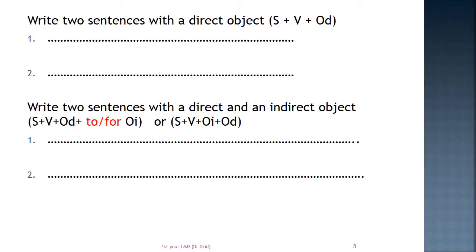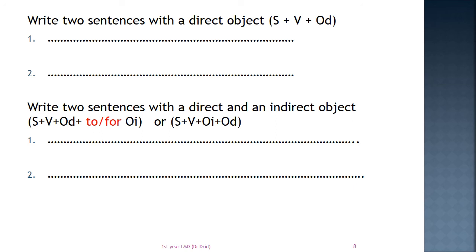This is the last exercise on direct and indirect objects. You are asked to write your own sentences. So write two sentences with a direct object. This means that the sentence will contain a subject, a verb, and an object, a direct object. Then write two sentences with a direct and an indirect object. It contains the subject, the verb, the first object, then the second object.